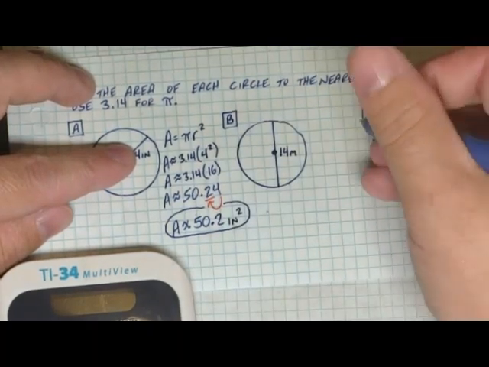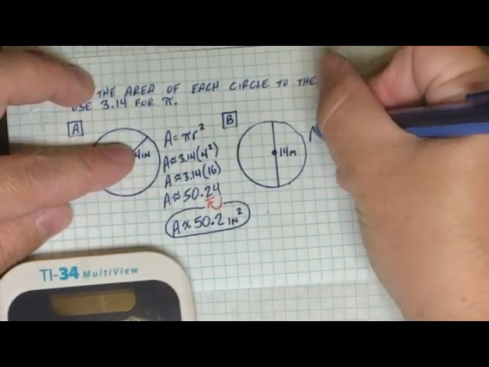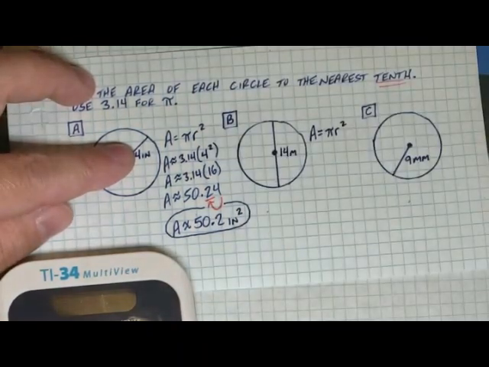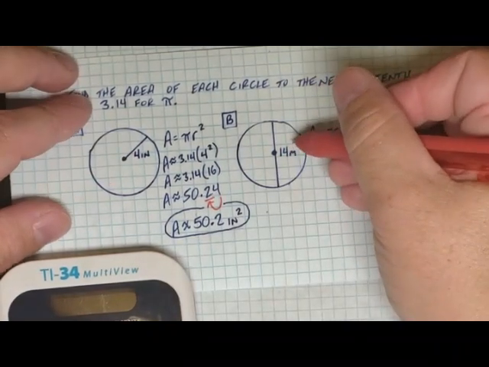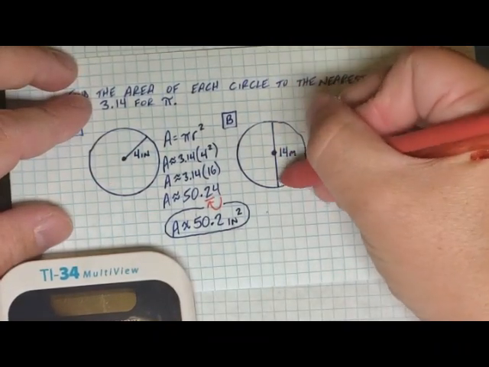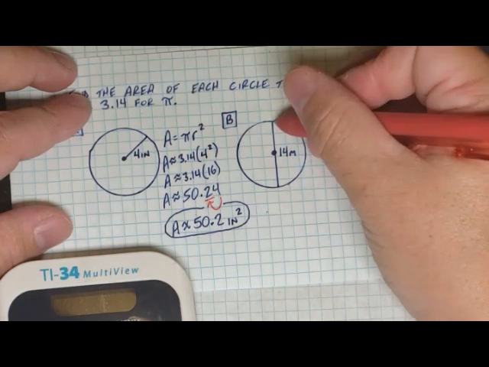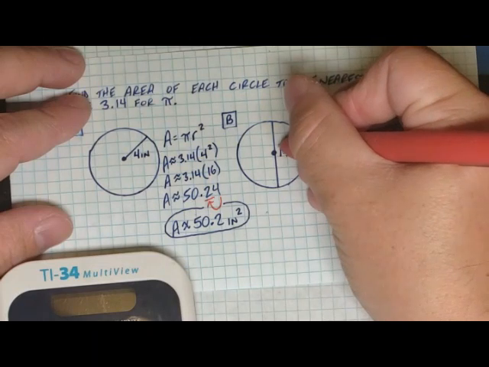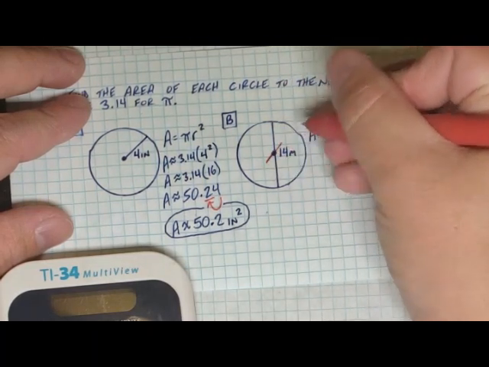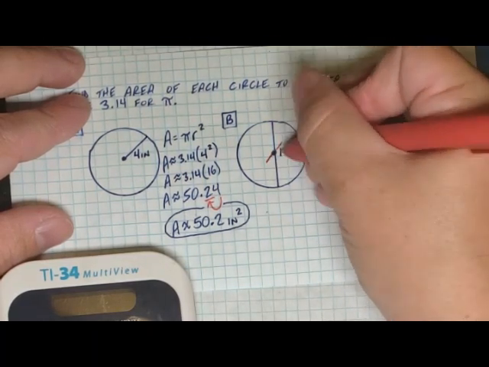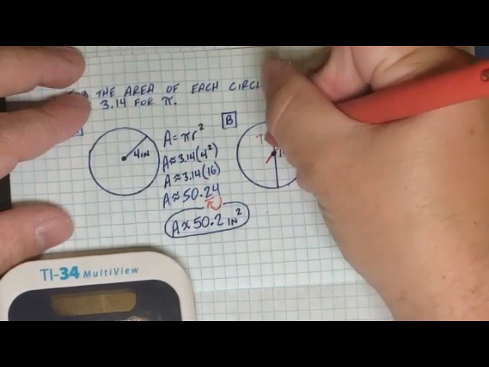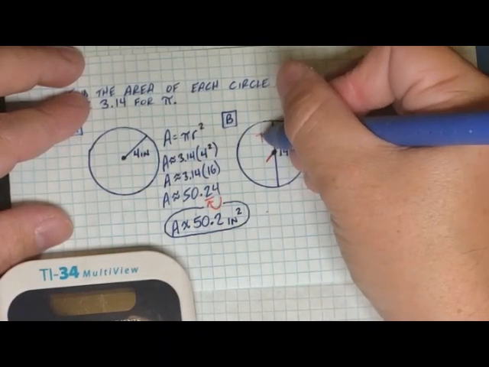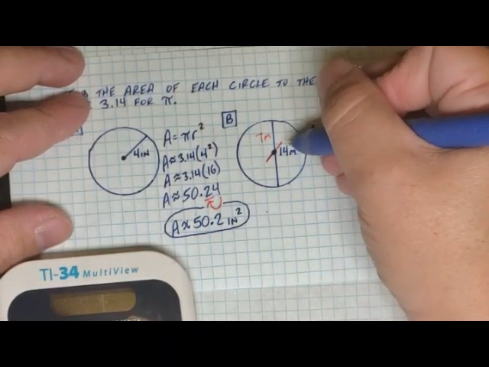Okay, simple. All right, we're supposed to find the area of this circle, so area equals pi r squared. The only problem is they didn't give us the radius. This line goes all the way across. So if they give you the diameter, how do you find the radius? Well, you divide by 2. So we're going to split this in half, and half of this 14 is 7 meters. And so when we go to plug in for the r, we're going to plug in 7, not 14.